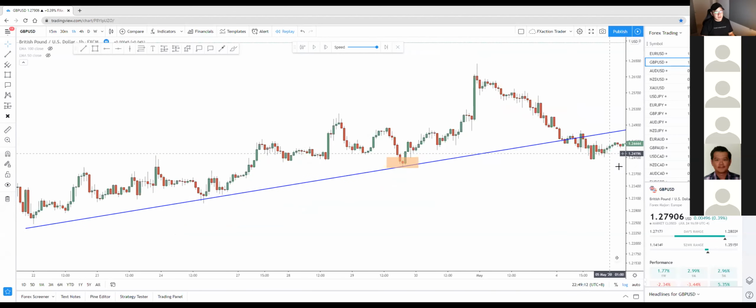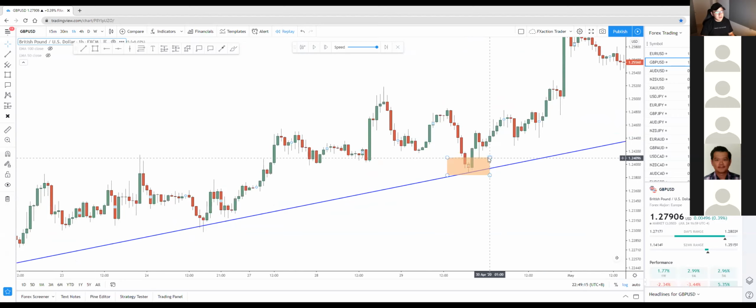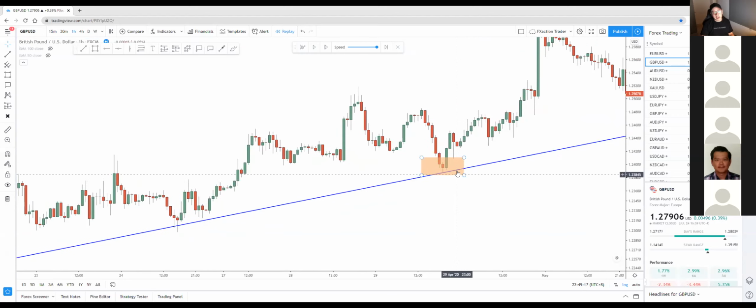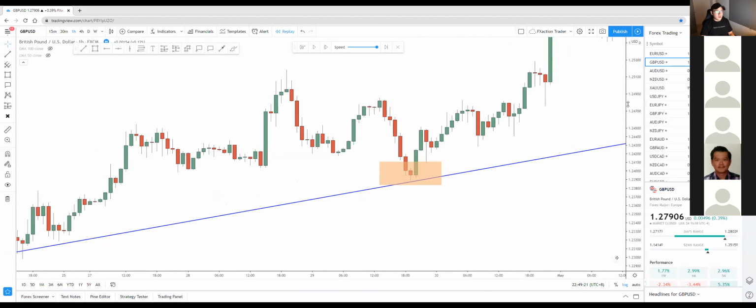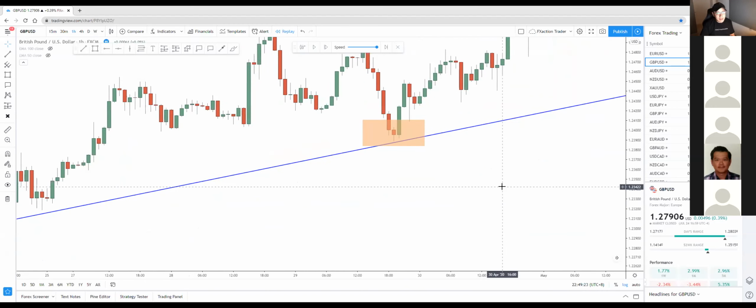This is a very clear entry for me. This is the engulfing candlestick entry. Okay, let me share something extra for you.